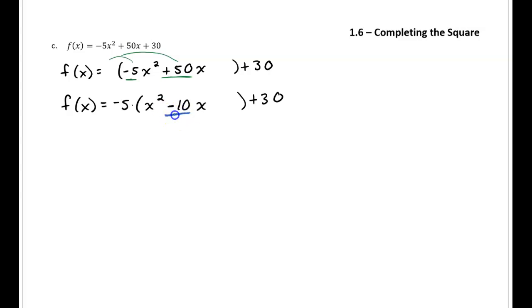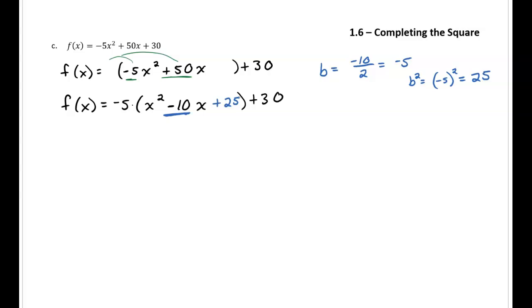Let's take that b value. In this case, it's negative 10. I take negative 10, I divide it by 2, and that's going to give me a negative 5. But I also need to know the b value squared. Now watch for this here. It's a negative squared. A negative value squared will always be a positive number, right? Negative times a negative will give me a positive. In this case, we get a positive 25. So it looks like in here, I'm going to add 25.